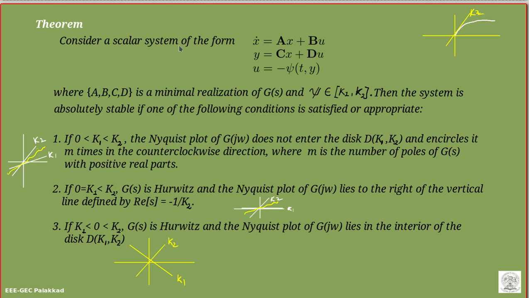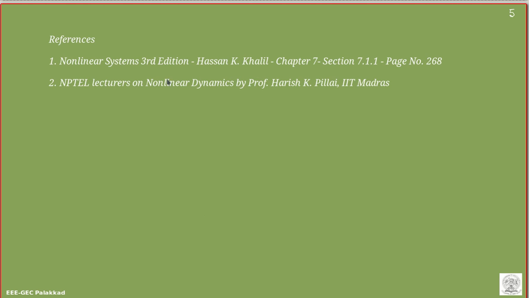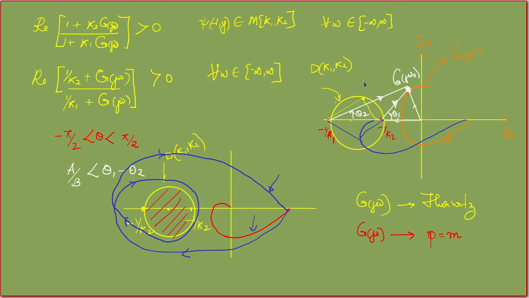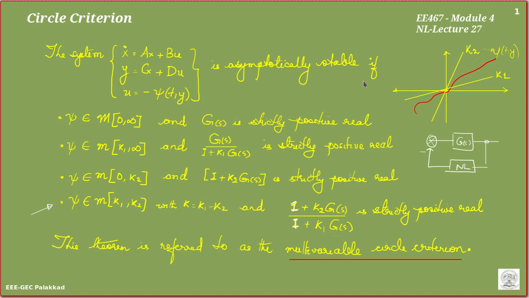This is a theorem which states what the circle criterion is. So this is about the understanding of the circle criterion. For detailed explanations you can look at Khalil's text, chapter 7, section 7.1.1, and also the very good lectures by Professor Harish K. Pillai from IIT Madras. This is about the theorem on the circle criterion. We will definitely do problems based on this in the next class. Okay, thank you.